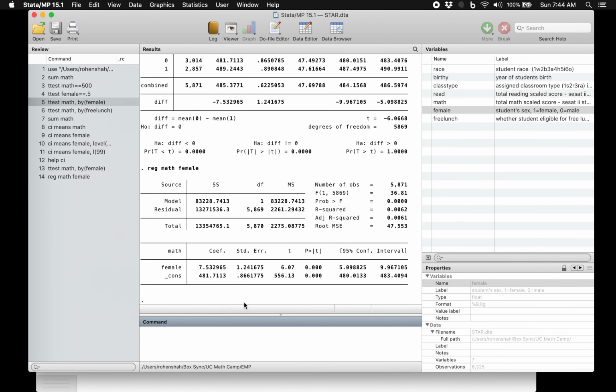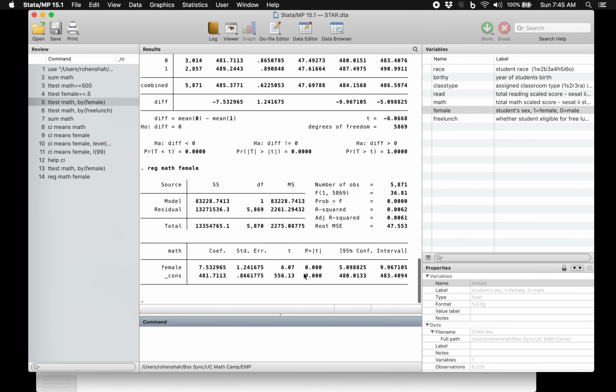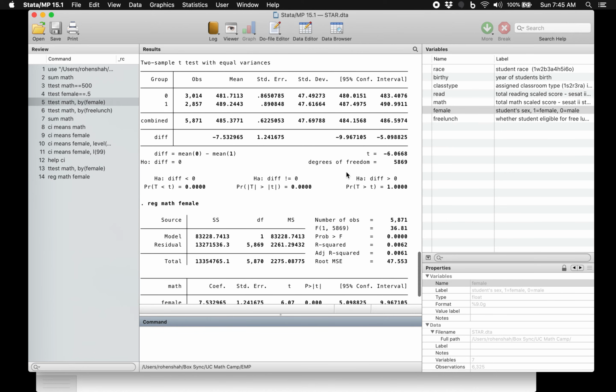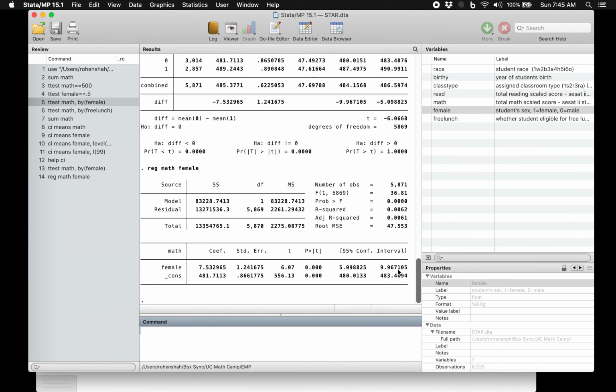Let's see what happens. So what this is saying is, if you're a female, you on average have 7.5 more points than males, which is exactly what this is saying. And this is giving us that t of 6.07, which is exactly what this t was, and the p-value, and it's also giving us that confidence interval.